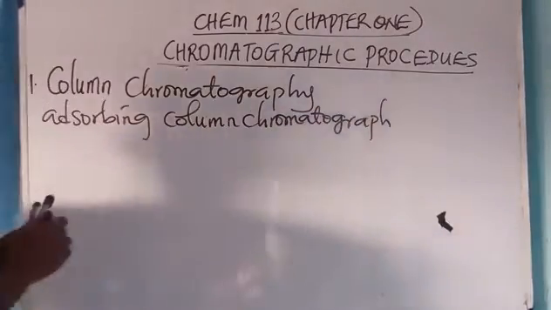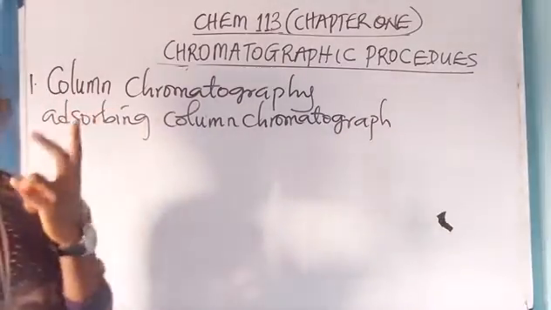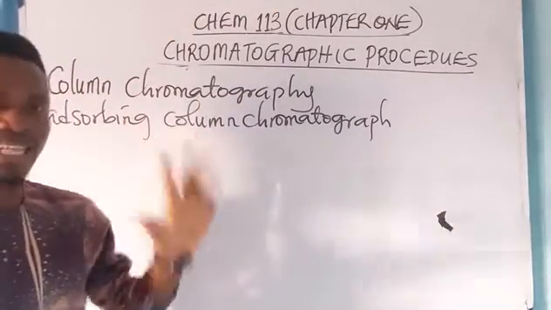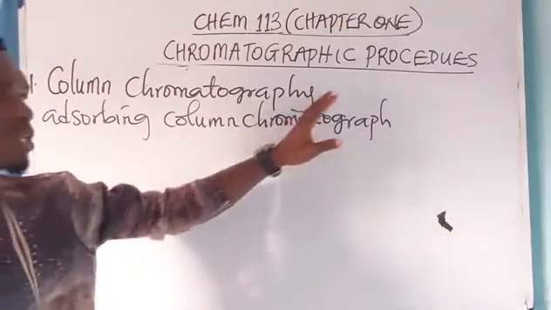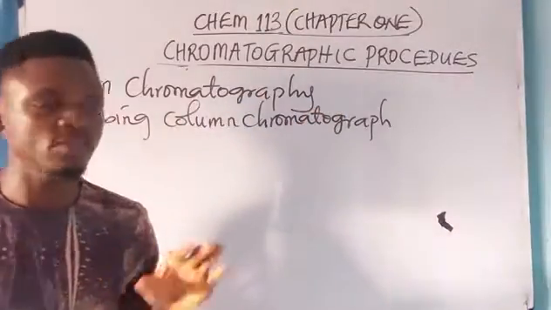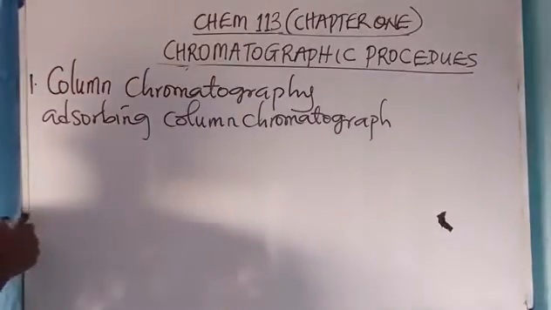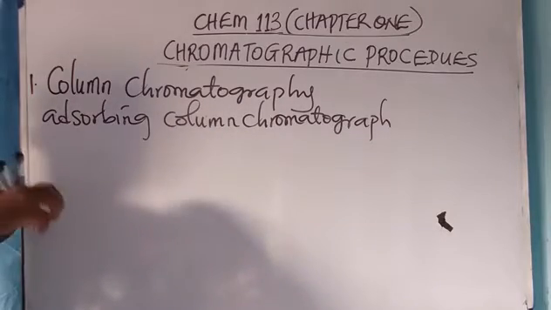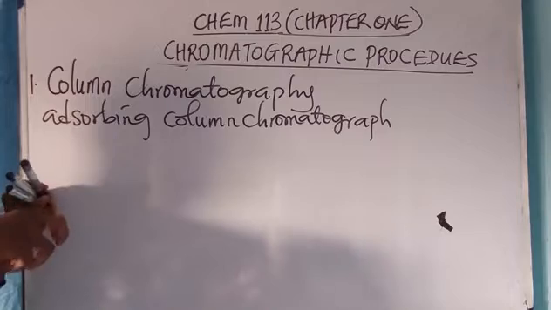During chromatographic procedures, two things are required. One, the stationary phase, which is usually static. Stationary, it is static. It does not move. The other one is the mobile phase. The mobile phase moves. Now, in this topic, we are going to be focusing on what is used as the mobile phase and what is used as the stationary phase.